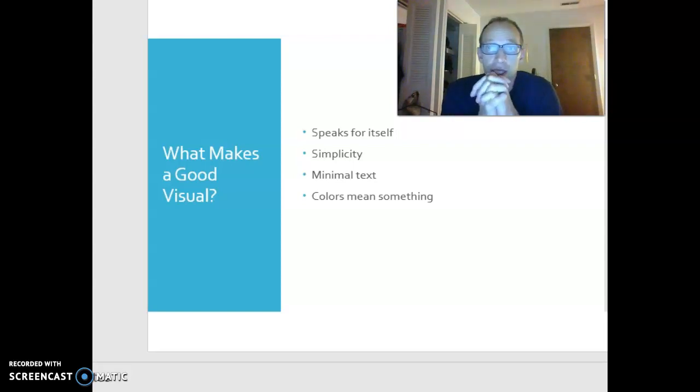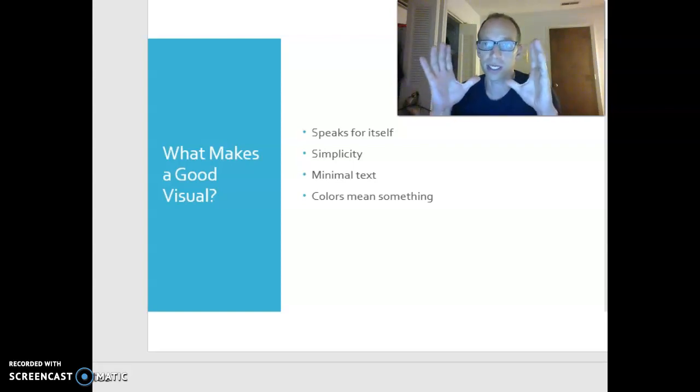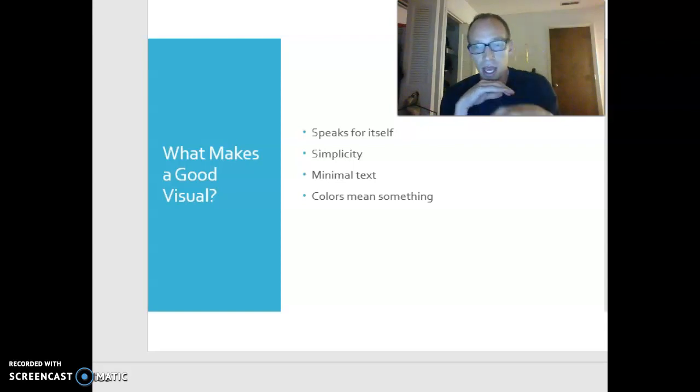So data visualizations can be really powerful. A good visualization will speak for itself. In other words, you can tell what it's talking about without even reading the text around it. That might help clarify some trends or interpretations. A good data visualization should be able to stand alone.